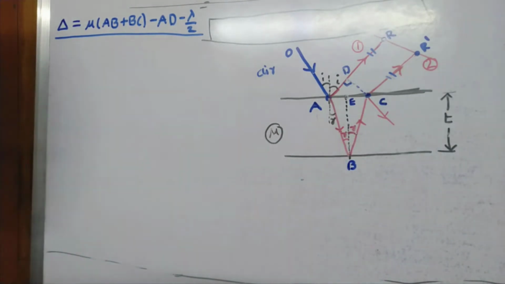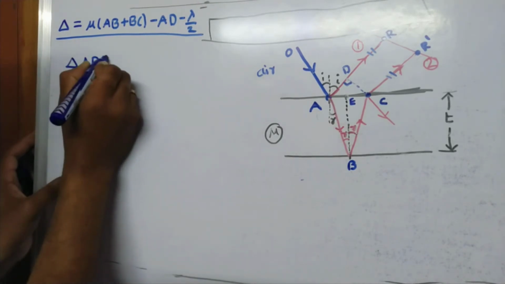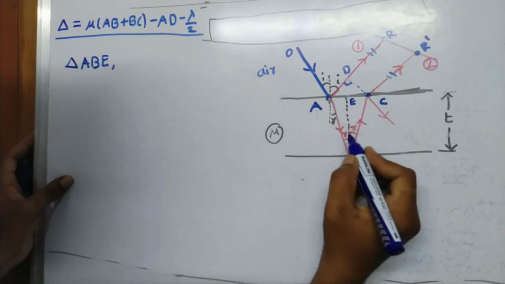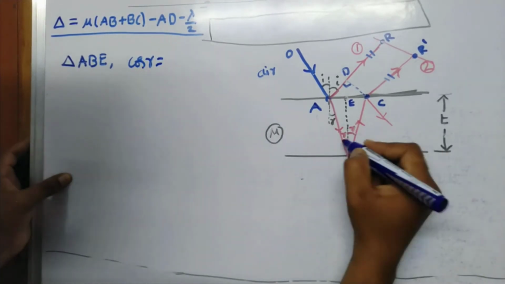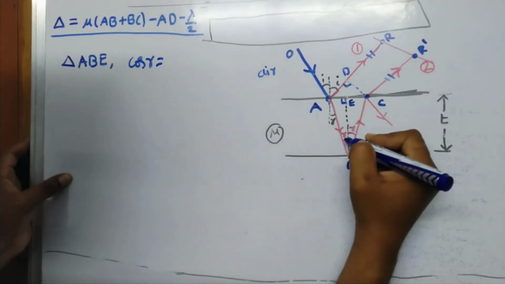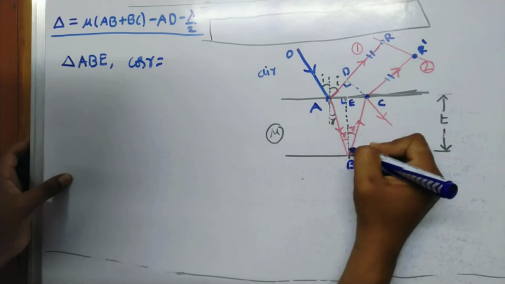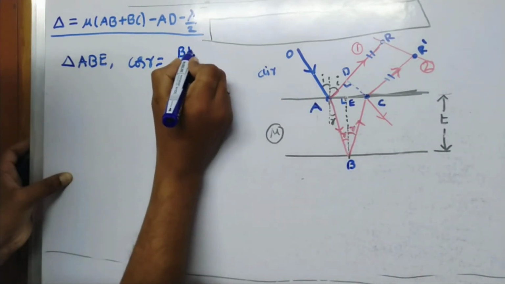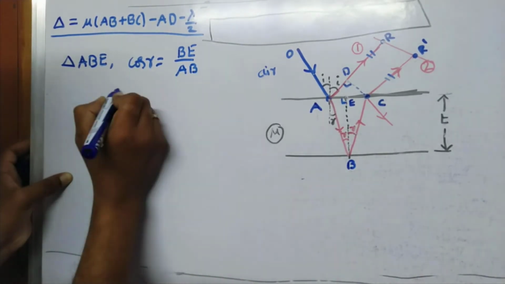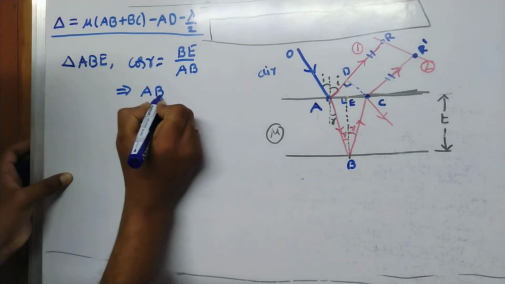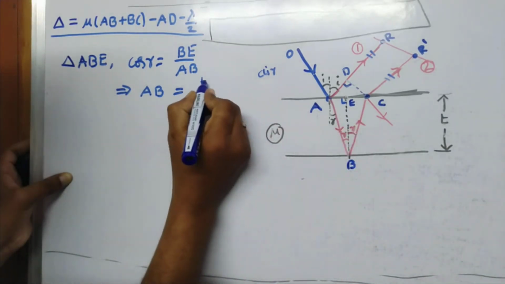So for that, let's consider the triangle ABE. If you see this triangle ABE, this is angle R. From this we can write, cos R is equal to adjacent side by hypotenuse. This is 90 degrees, and for this angle the adjacent side is BE, and the hypotenuse is AB. So AB is equal to, BE is the thickness of the film, so AB is T by cos R.